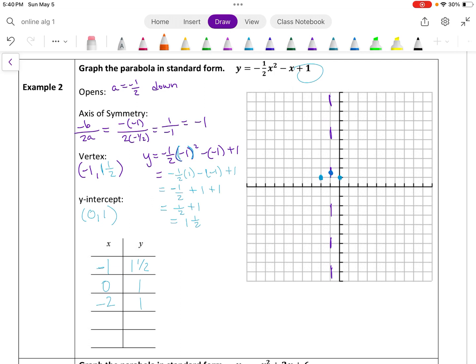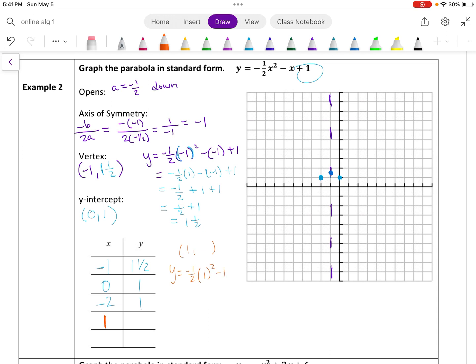Hey, look at that. I almost have a parabola. But I need to get 2 more points for my 5 points. So I'm going to pick an x value. I've used -1, 0, and -2. I could do -3 or +1. So I'm going to do +1. And of course, we're going to substitute that in to our equation.